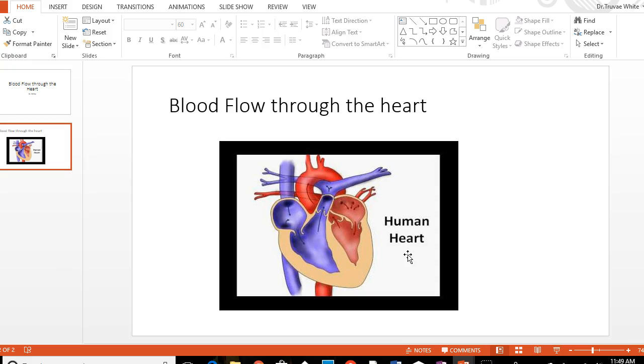Hopefully this video helped you to get an understanding of how blood flows through the heart. It's just a basic, simple function, and it will assist you in your reading.